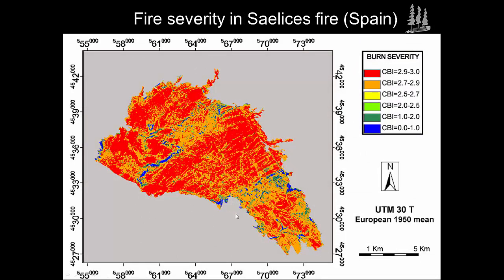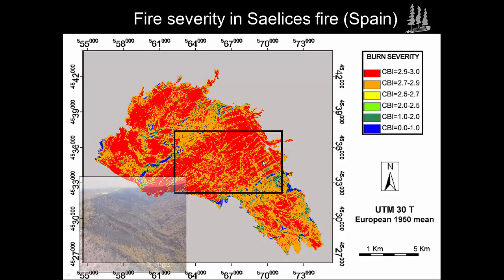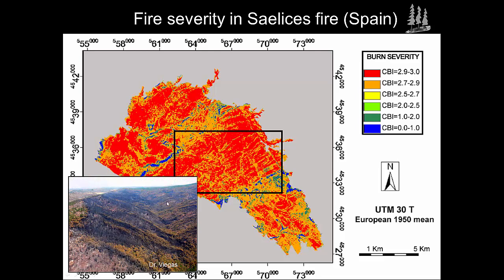As you can see in this example, that corresponds to a fire that occurred in Spain a few years ago. You can get a lot of detail about the different levels of severity. For example, here you see how there are some stripes of lower severity between high severity areas, and this, for you to have an idea, corresponds to the reality, as you can see in this picture.